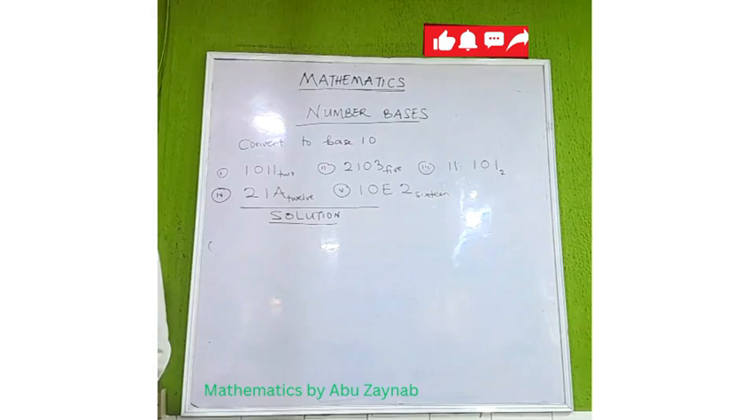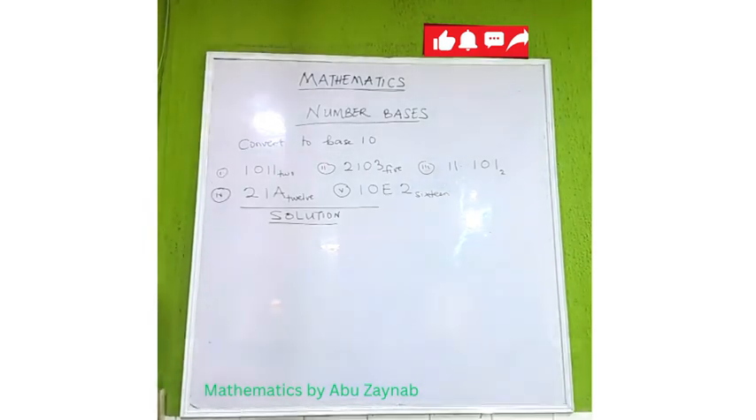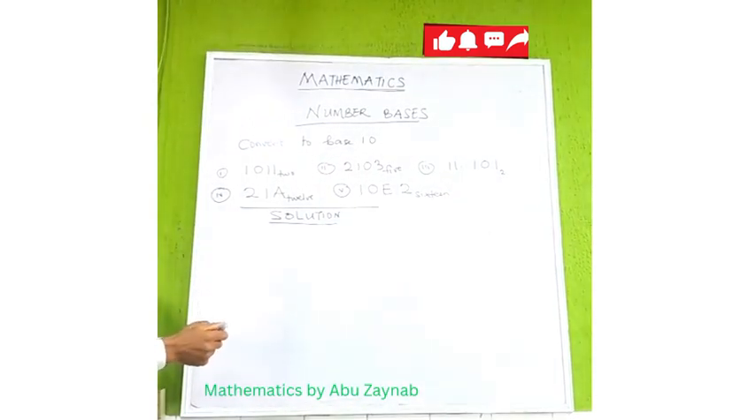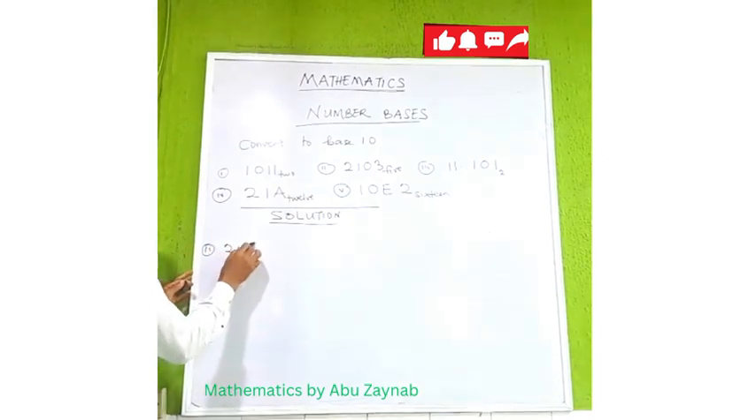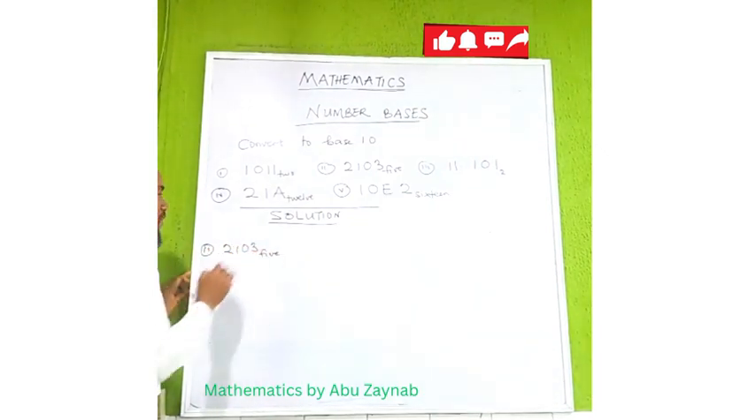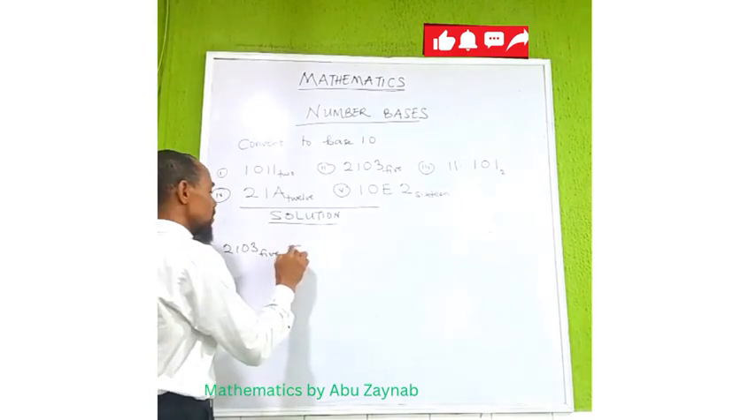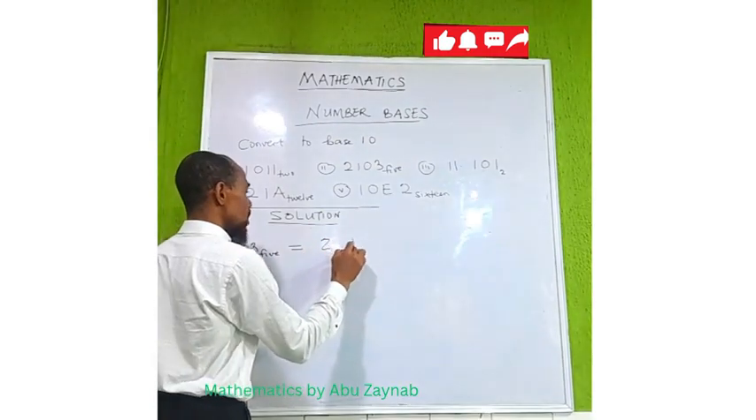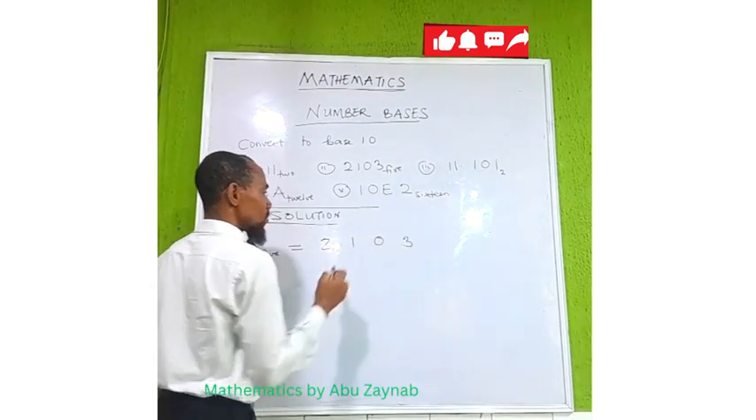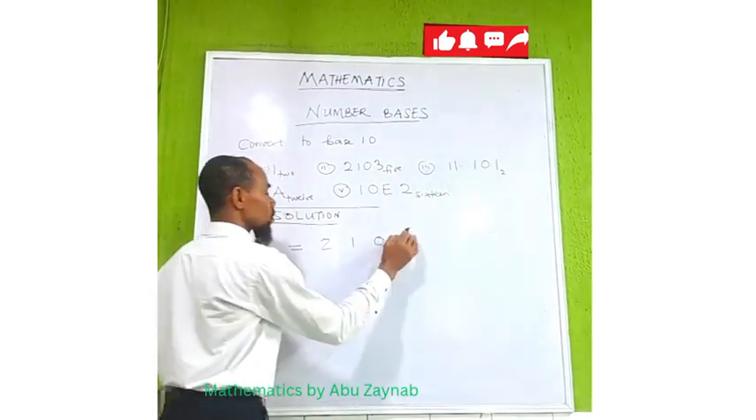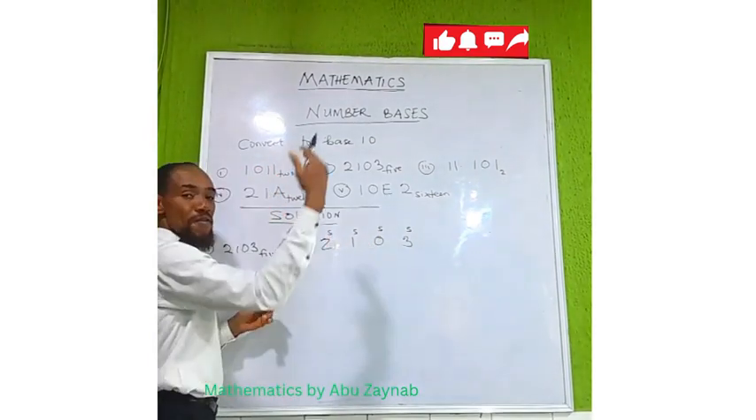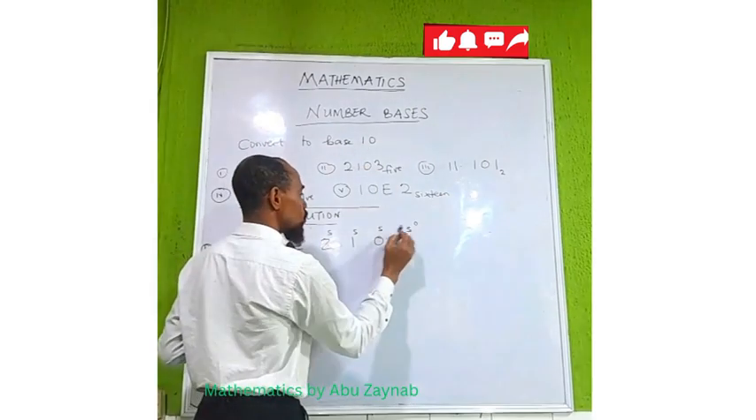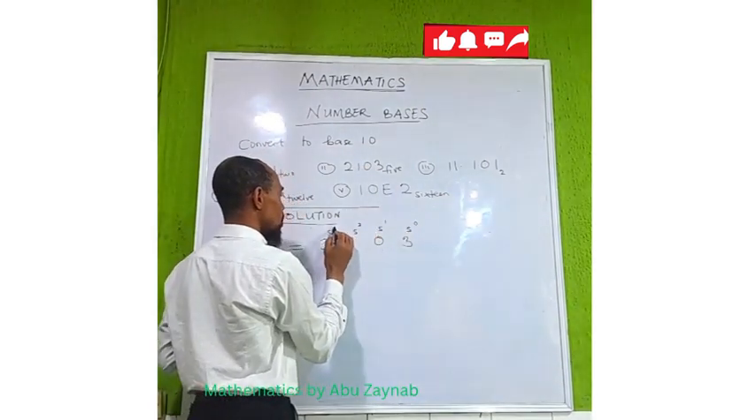So there we are converting base 5 rather, to base 10. So we have here 2103 base 5. Similarly, we blew out the numbers 2103. Then the base 5 becomes superscript here. 5, 5, 5, 5. And on the 5, from my right hand side, I start with 0, 1, 2, and 3.